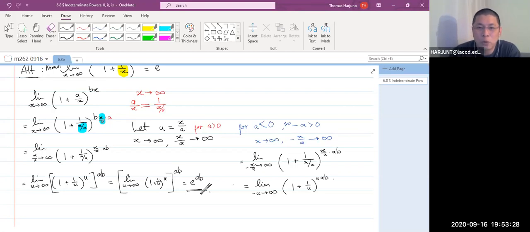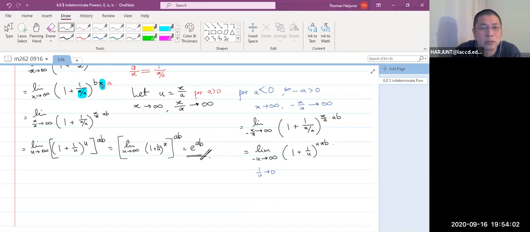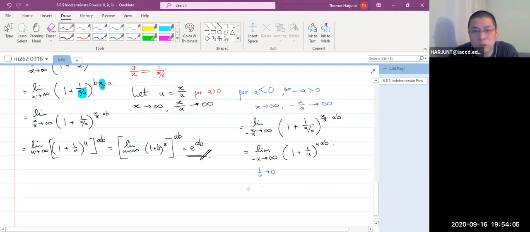But if negative u goes to infinity, then 1 over u goes to what? It goes to 0 anyway. Right? So 1 over u will go to 0. Then it will match with, eventually you will see this is e to the ab anyway.